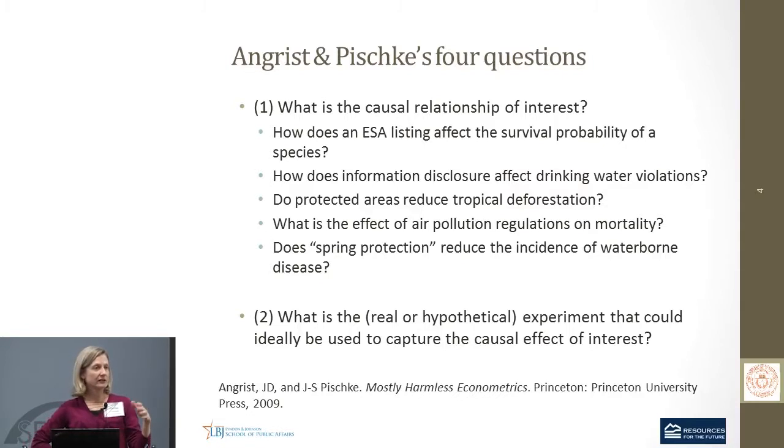So the first question they say is, what's the causal relationship of interest? Just give me a well-defined research question. How does an Endangered Species Act listing in the United States affect a species' survival probability? How does information disclosure about drinking water violations by your water utility affect the rate of those violations among utilities? Do protected areas reduce tropical deforestation?